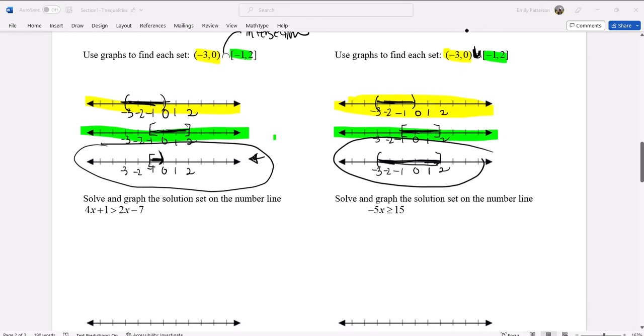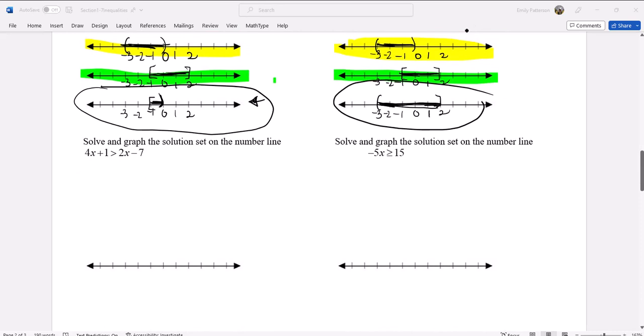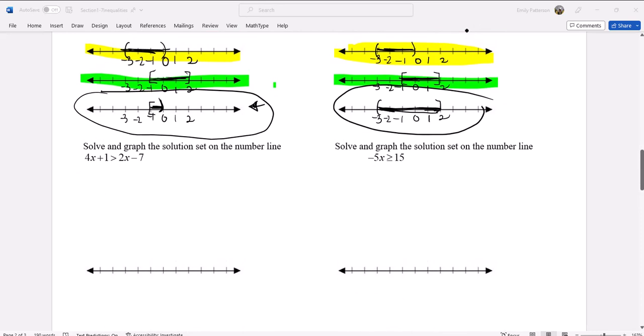For solving inequalities and then representing the values on the number line, we simply have to remember the rules of algebra. The one difference between inequalities and equations is that when we divide or multiply both sides by a negative number, we have to flip the signs.